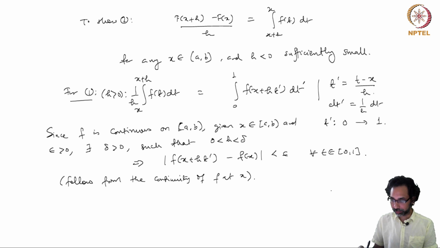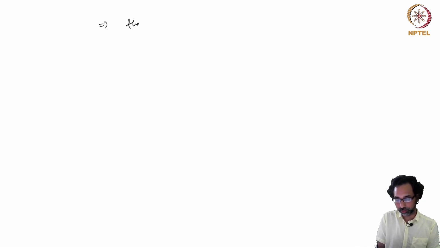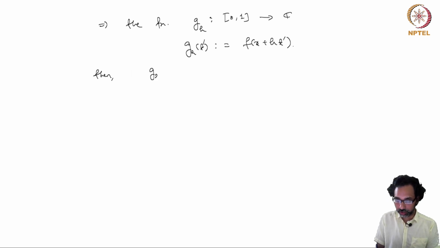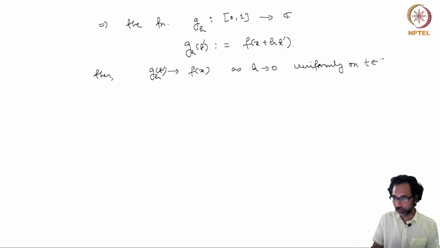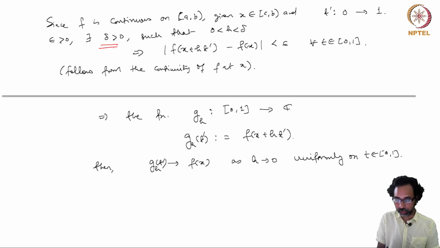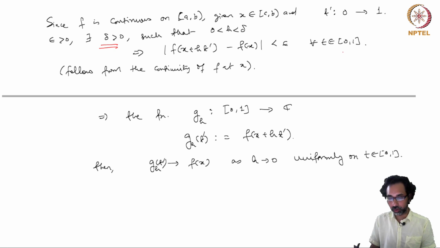This means in turn that if we define a function g_h for h positive and sufficiently small, from [0, 1] to C, given by g_h(t') = f(x + ht'), then g_h(t') converges to f(x) as h tends to 0, uniformly on t' in [0, 1], because if you go back to this, the delta that is chosen does not depend on t' and only depends on x.